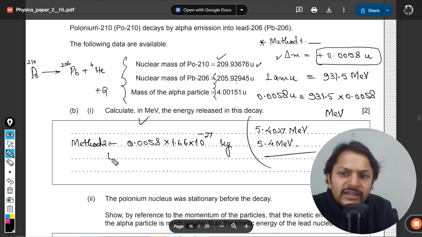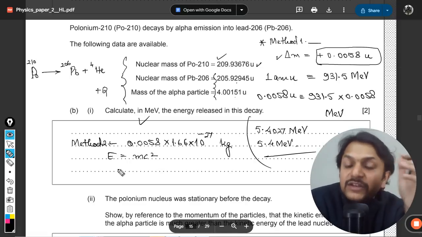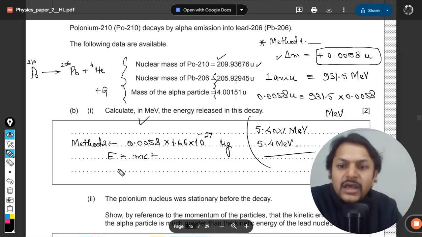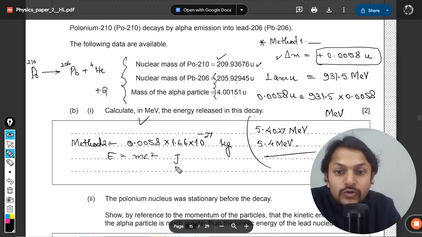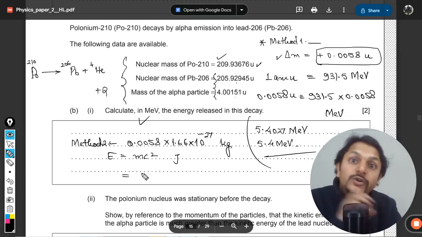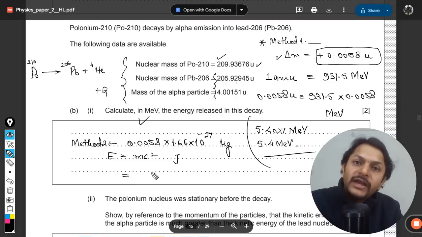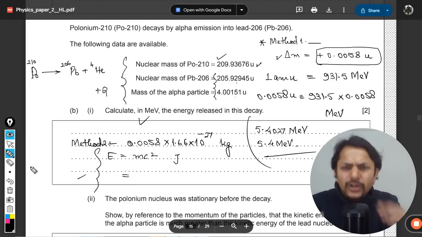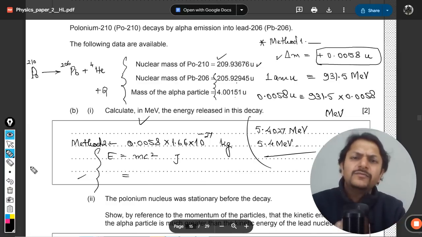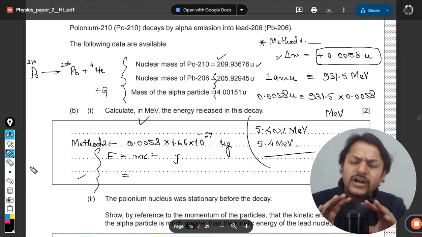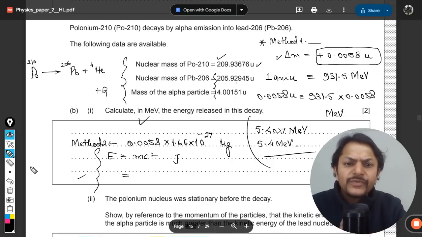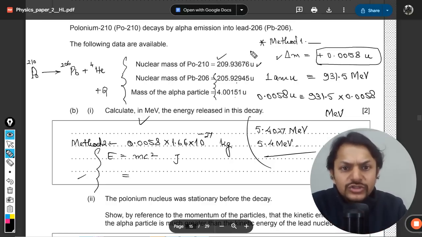And then we will find the energy in joule, that is mc square, where the value of c will be 3 into 10 to the power 8 meter per second. And then you will get the energy in joule, and then you have to convert it into electron volt and mega electron volt by using the conversion factor. So this is a very long method in which there is a very high probability of committing some numerical mistakes or calculation mistakes. So we would be preferring to use the first method.